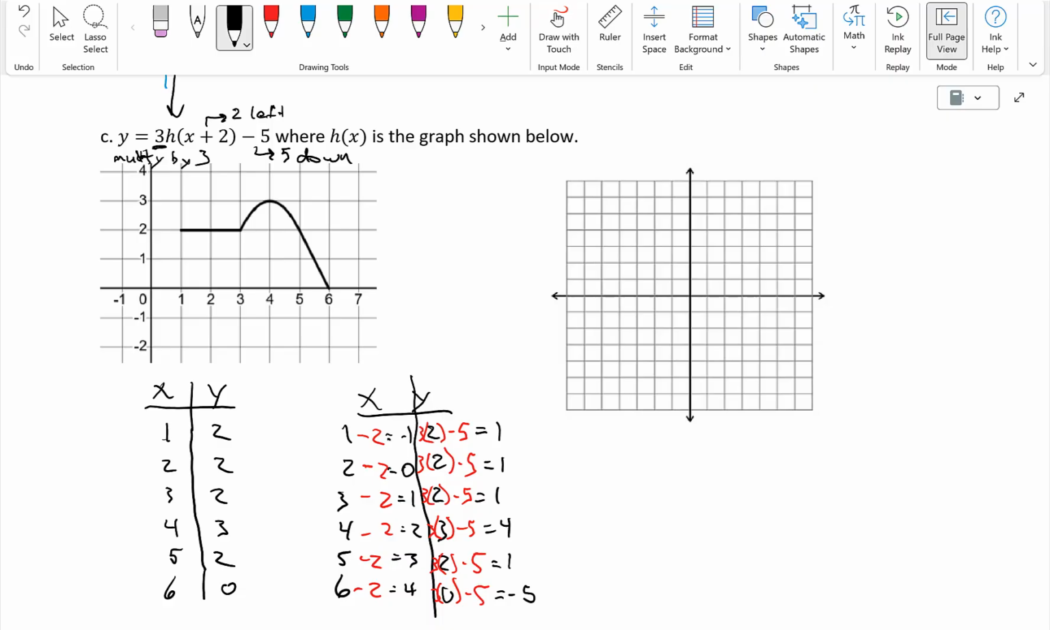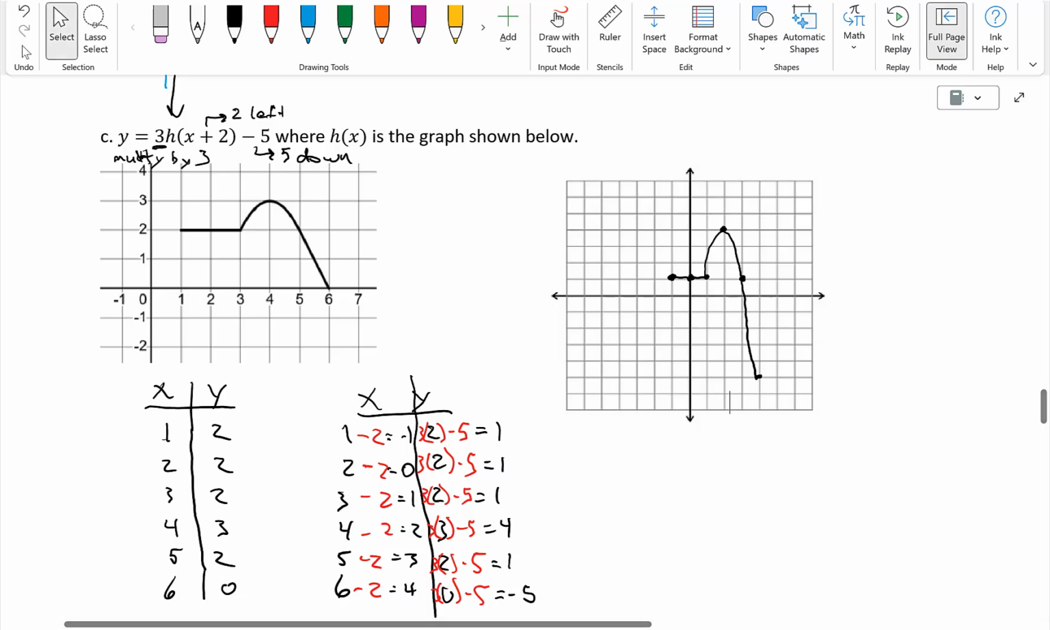So we've got a point now at negative 1, 1. 0, 1. 1, 1. 2, 4. 3, 1. And 6, negative 5. And it'll keep the same shape as that graph. So we had that kind of constant piece, a little parabolic piece, and then a linear piece dropping down. All right, we finished with a couple going the other direction.